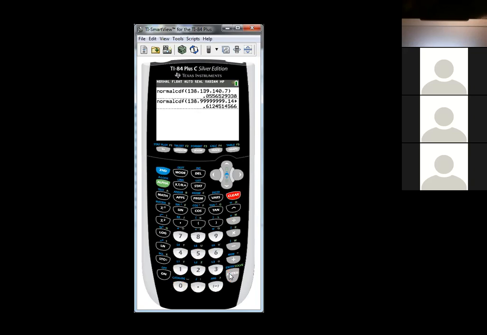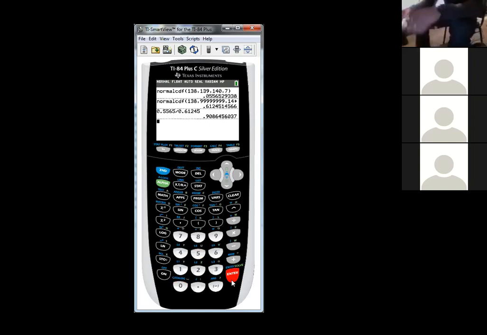Oops, I lost it. 0.5565 divided by 0.61245. So we're looking at about a 91% chance that baby will be born in the next 24 hours. I think I lost a 0. So it's actually a 9% chance. Should be 0.05565 in my calculation.